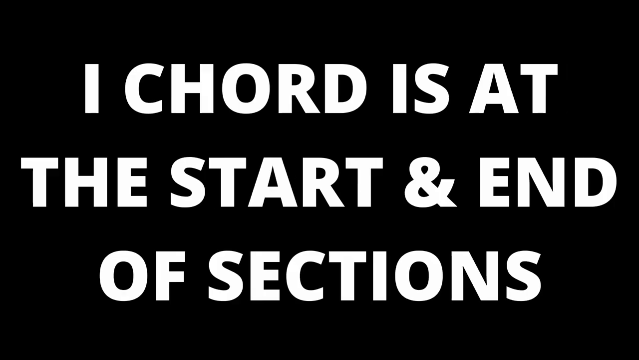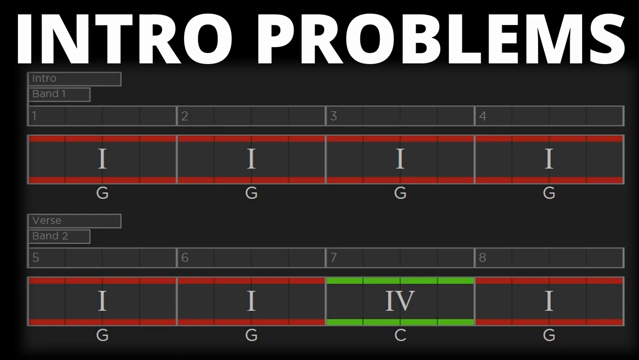18 of the 28 bars have the one chord in them, which is too many. The one chord also features at the start and end of sections, so we feel a bit stuck or static and fixed. The other main problem is the intro. It is entirely the one chord. This bleeds into the verse, which starts on one as well. We need some more variation.